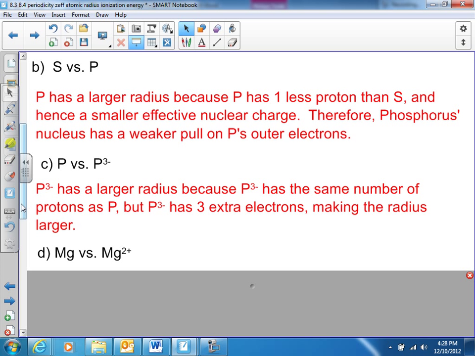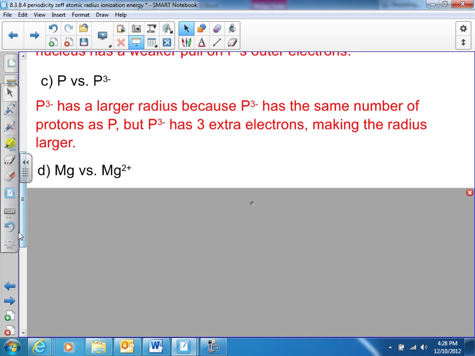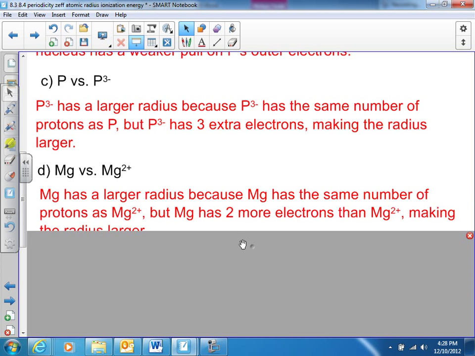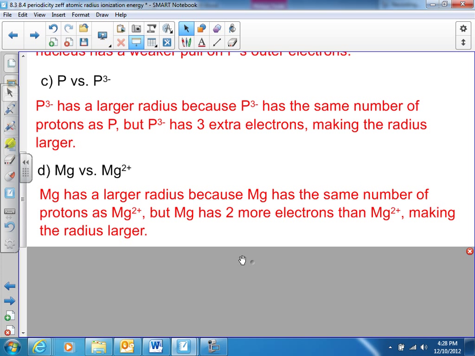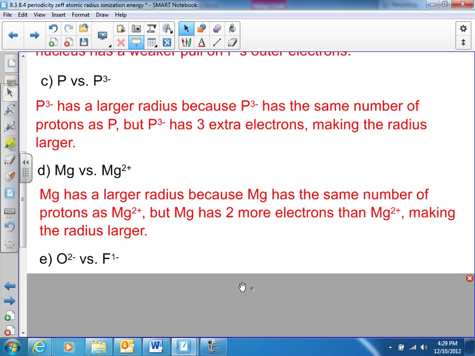Okay, and again, you can pause after each of these. If you want to think about this yourself, you can pause right now. Think about protons and electrons. So these have the same number of protons. Mg2 plus has fewer electrons, so Mg is bigger in radius.